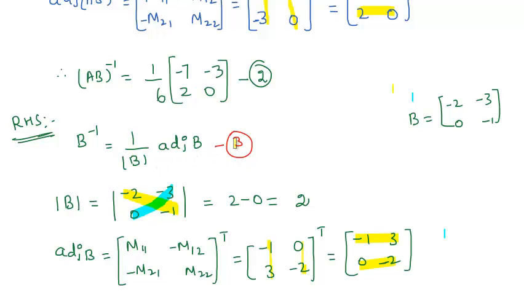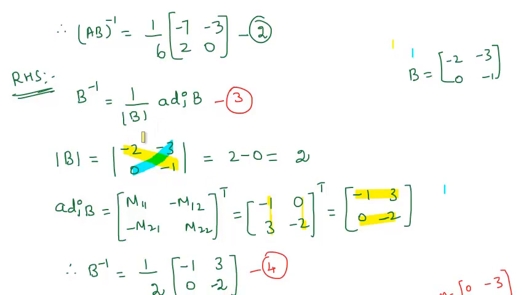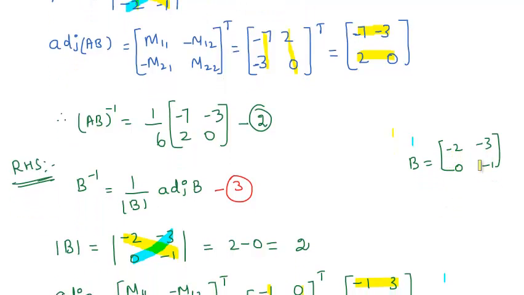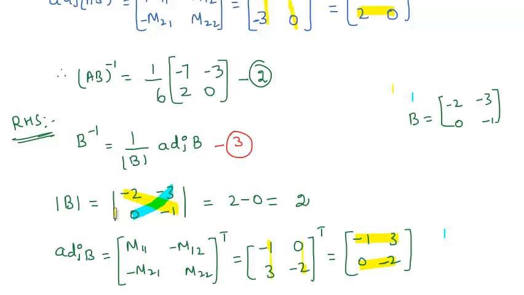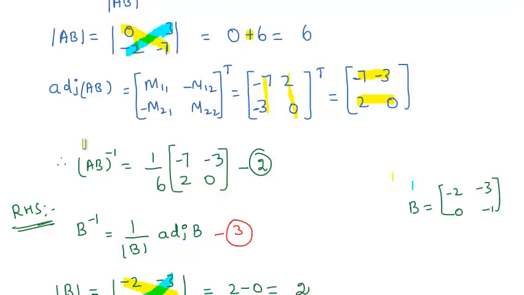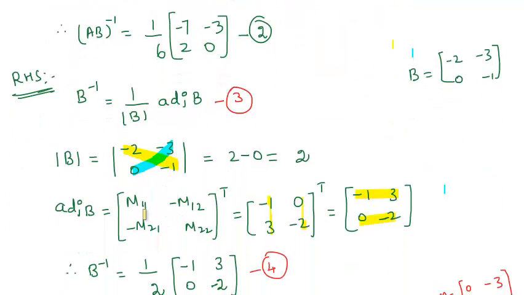If you consider this as equation 3, you have to calculate the determinant of B and then the adjoint of B. How do you calculate the determinant of B? You already know B, right? B is equal to [-2 -3; 0 1]. You have to calculate the determinant for this matrix. In order to simplify, you apply the cross multiplication rule: -2 into 1, and then minus of 0 into -3, which is 0. So what is the value? It is -2. And then for finding the adjoint of B, the same formula we used for the adjoint of AB is going to be used here also.